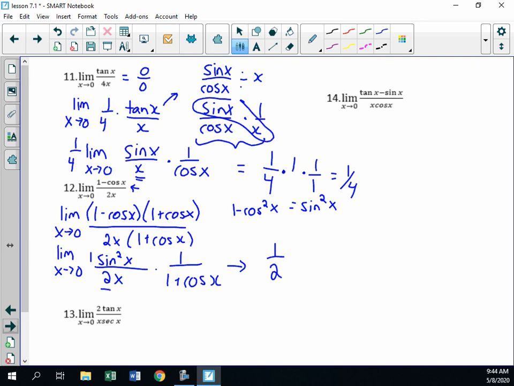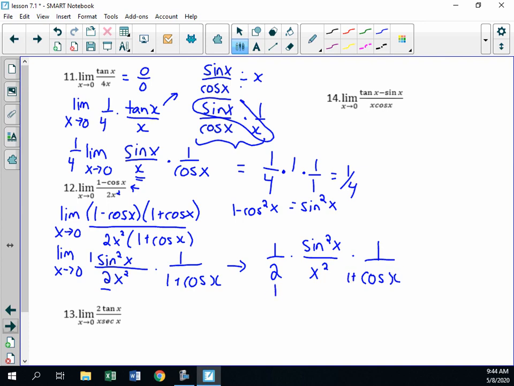Okay, and then I'm going to get, oh, I mistyped this one. This one is supposed to be squared. Otherwise, this is a very tricky question. Sorry, this one is squared. And I get 1/2, and then I have sine squared over x squared. And then I have 1 over 1 plus cos x.